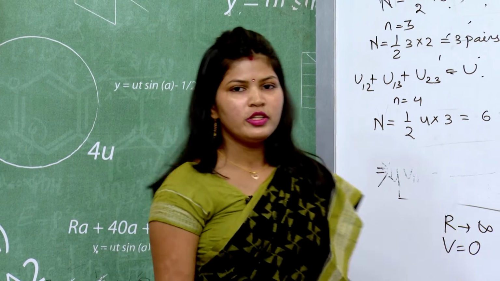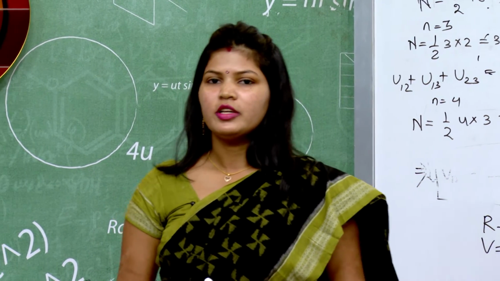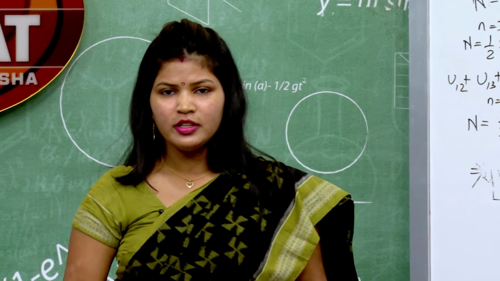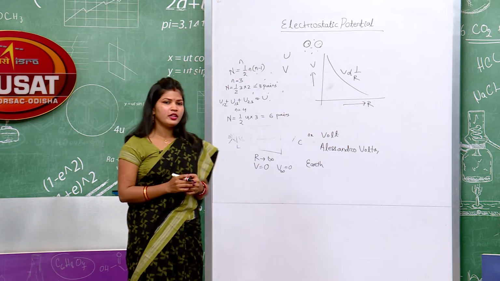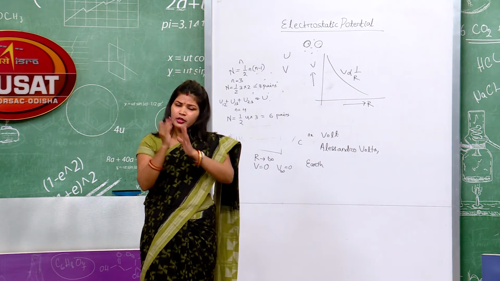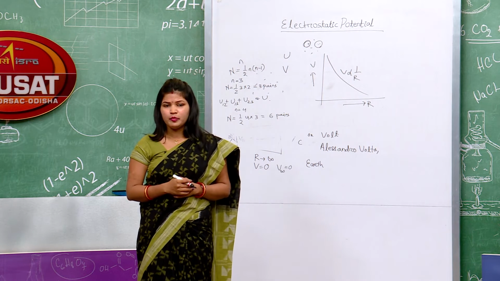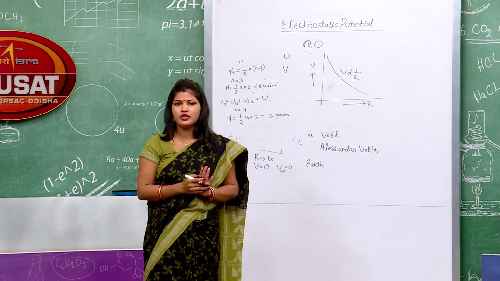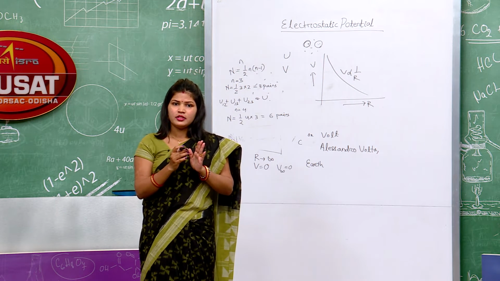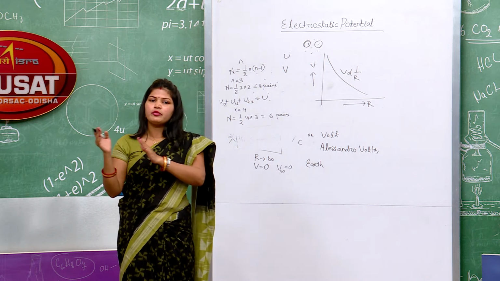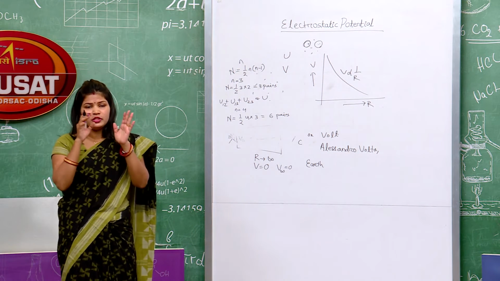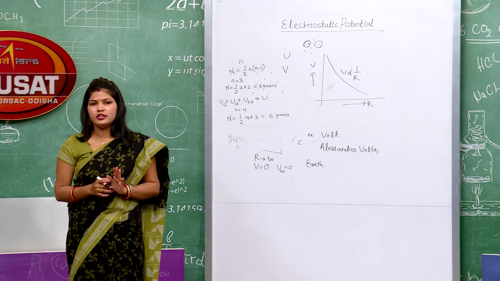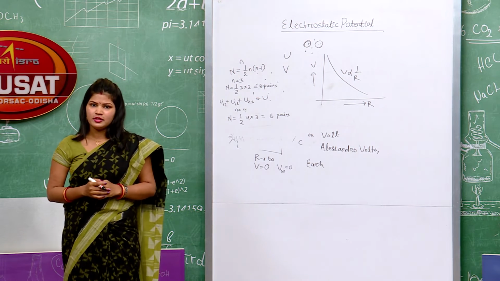So, students, we discussed electric potential energy and electric potential. Electric potential is the indicator of the location, but electric potential energy is the work done in bringing the charge from infinity to that point. So, that work done is stored as electric potential energy.